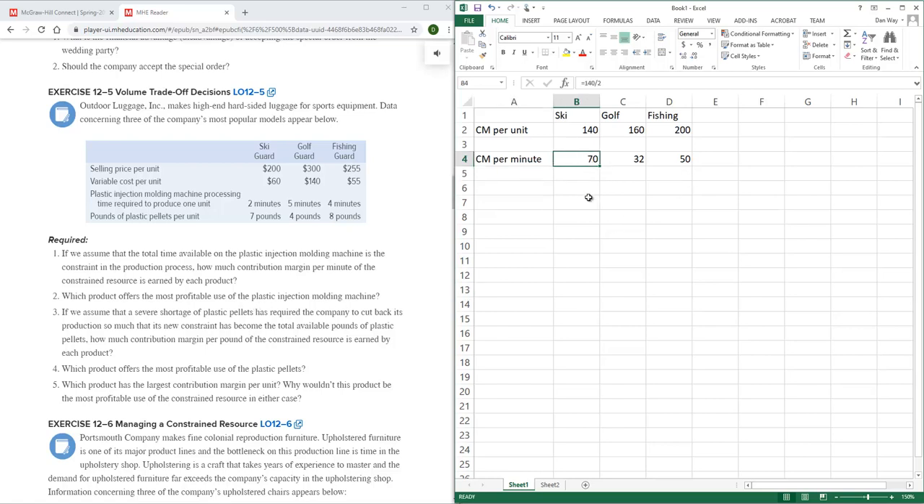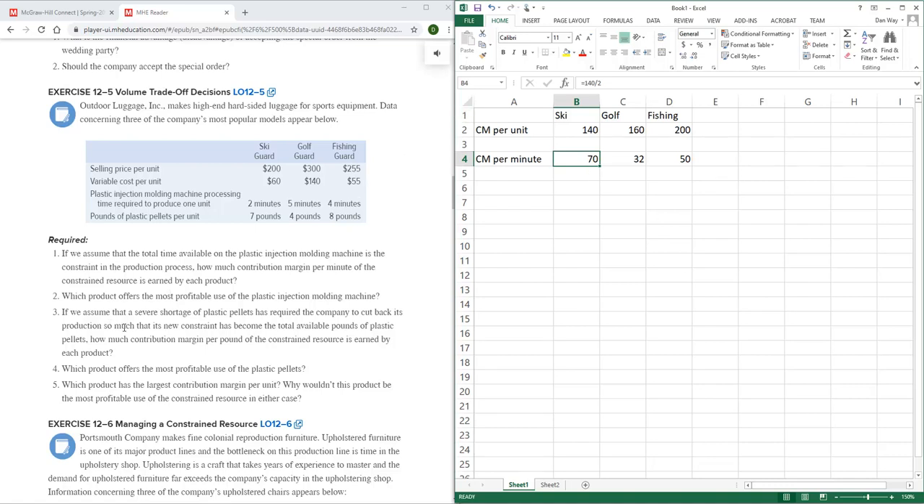Well, then it's the ski guard. If our bottleneck, if our constraint, if our limited resource is this injection molding machine, we can only pass so many things through it in a certain amount of time, we should focus on passing through the ski guard because it generates $70 per minute of that constrained resource use.